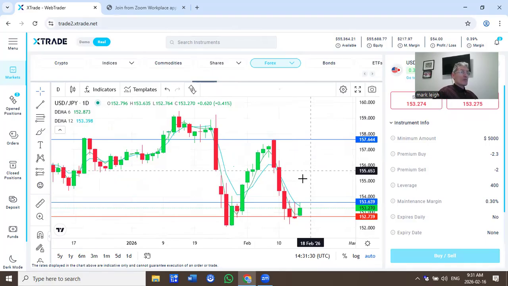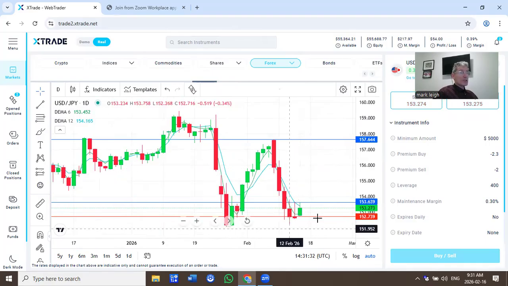Also, US dollar strength against the yen off this support level at the 152.73, and I have resistance at 153.63, close to 100 pips already, certainly a wider range than the two European majors.